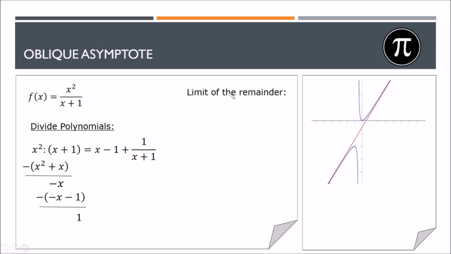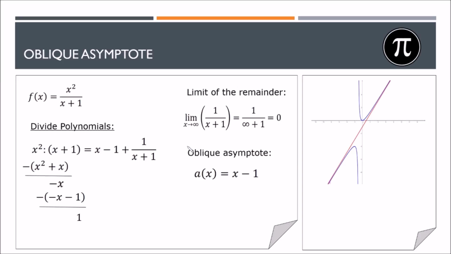Next we calculate the limit of the remainder to infinity. If x tends to infinity, the denominator tends to infinity and the fraction tends to 0. So the oblique asymptote is a(x) = x - 1.